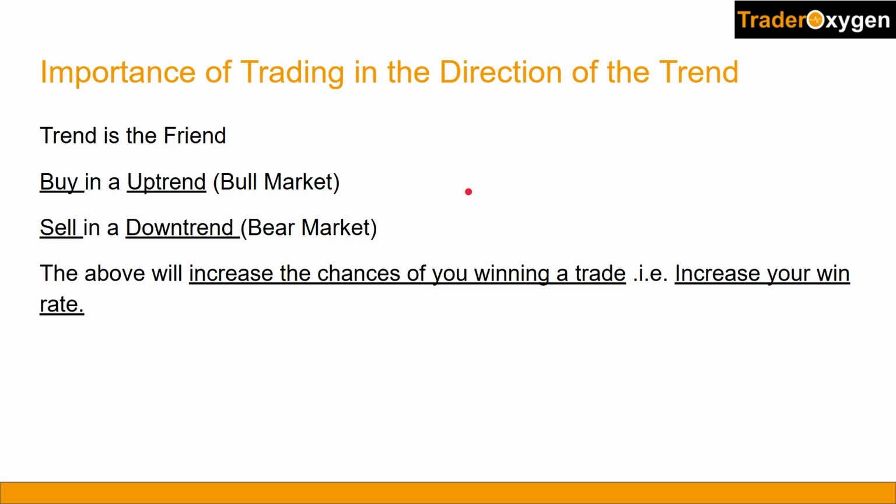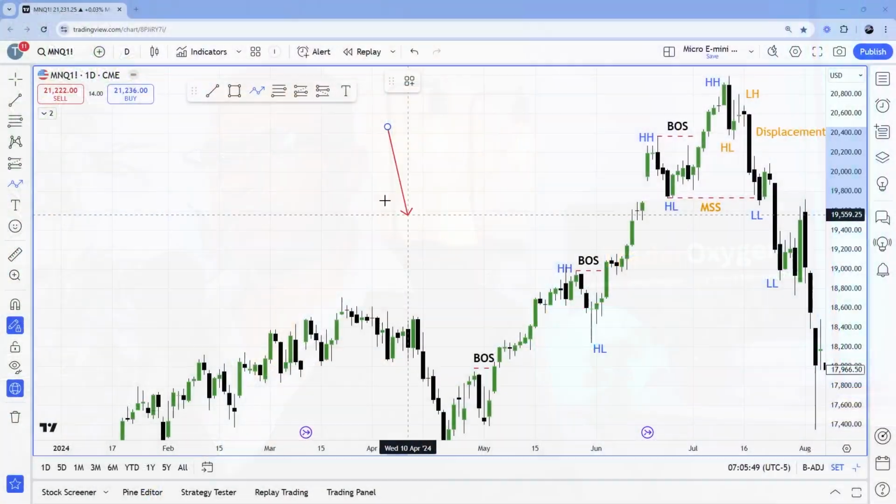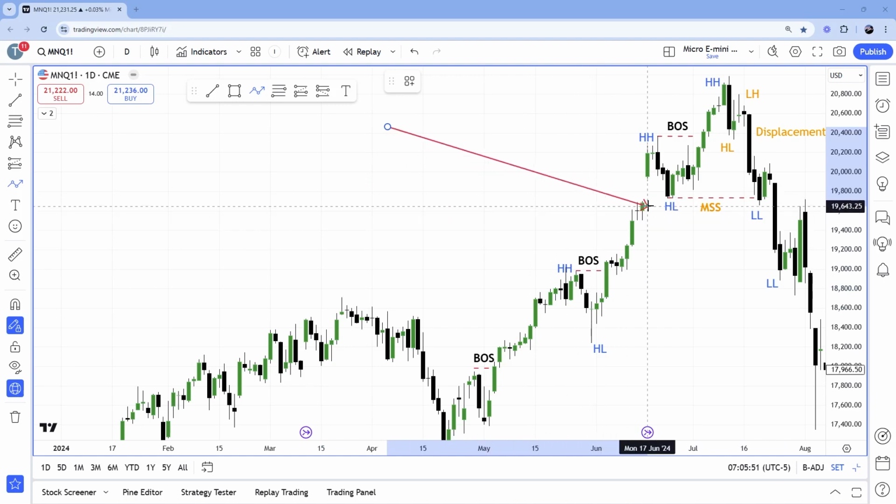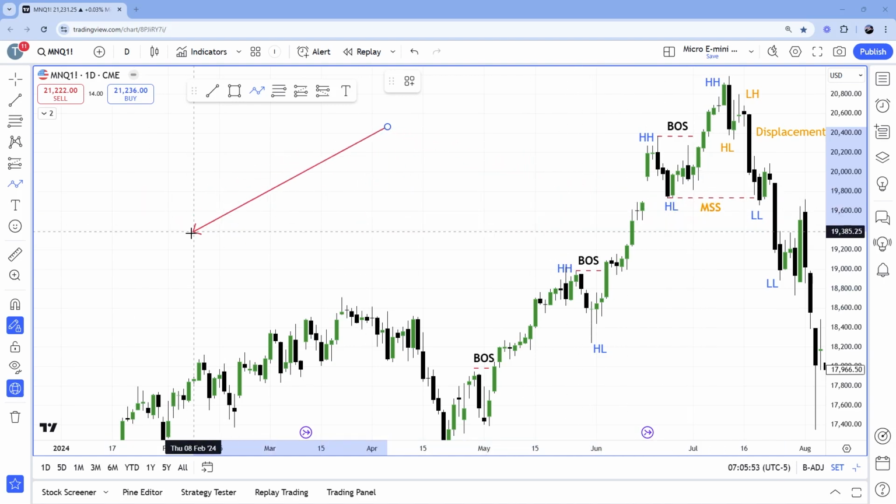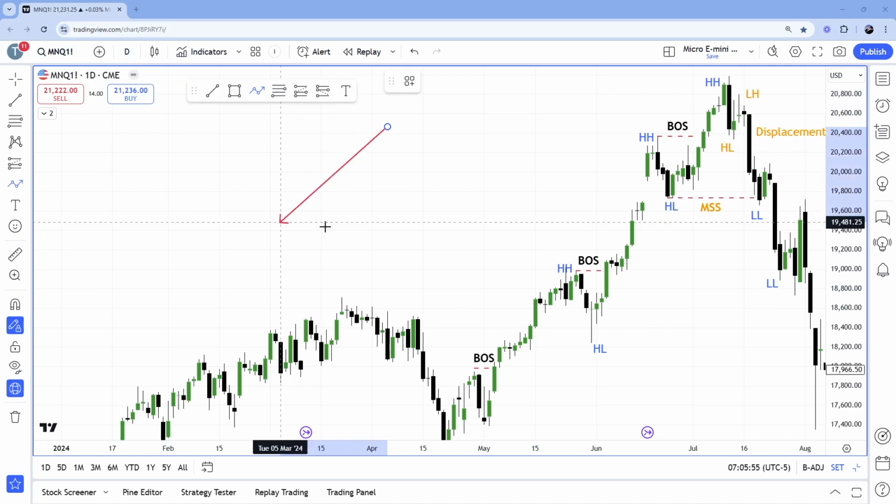Okay, let's see what's next. Okay, now let's look at real trading chart examples. Okay, so this example is for a market structure shift. We are in the micro mini Nasdaq index daily chart.